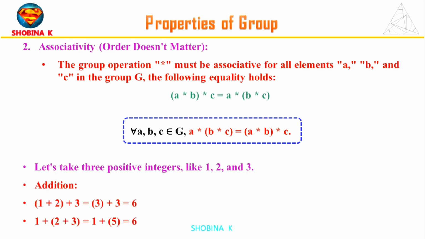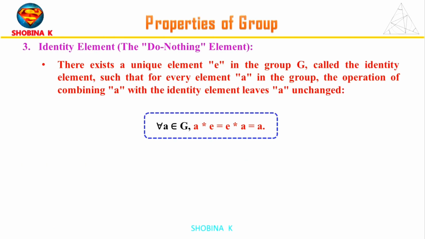Now let's see an example on this property. Consider three positive integers 1, 2 and 3. Here we are using addition. In both cases, when you add these positive integers, you consistently get the result of 6. And this demonstrates the associativity property, which states that grouping of elements doesn't affect the final result when addition is applied. Now let's see the identity element.